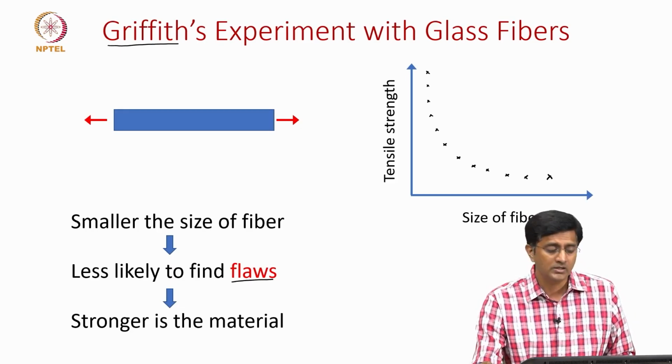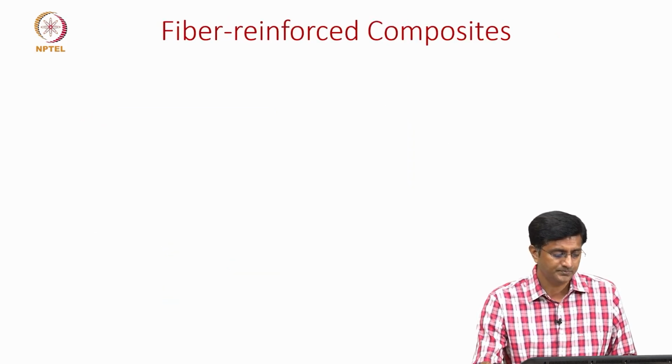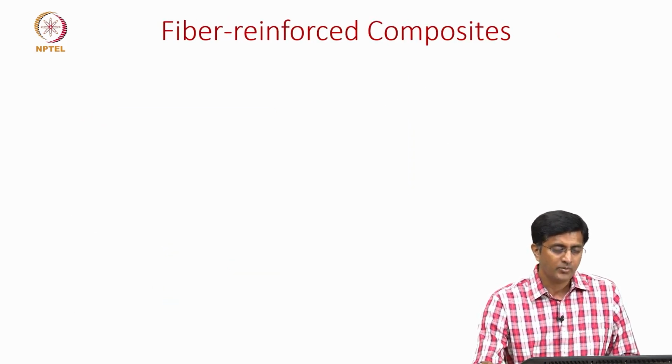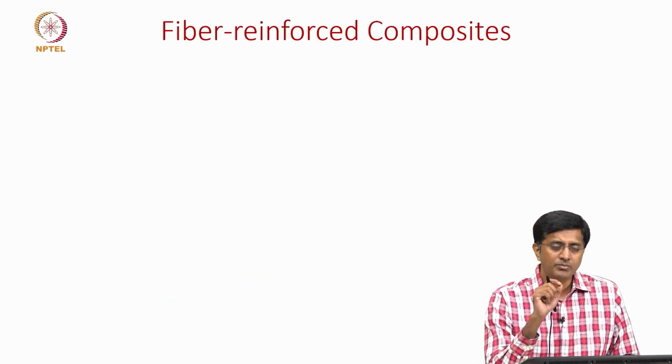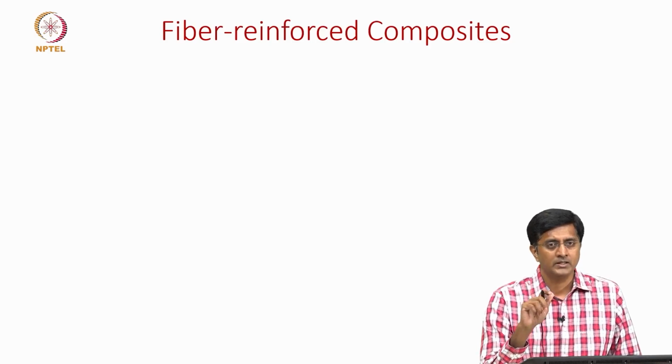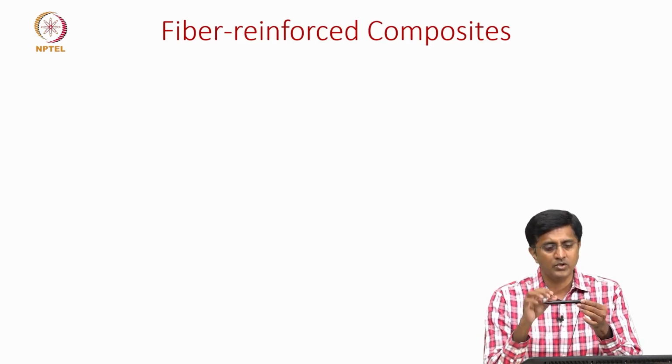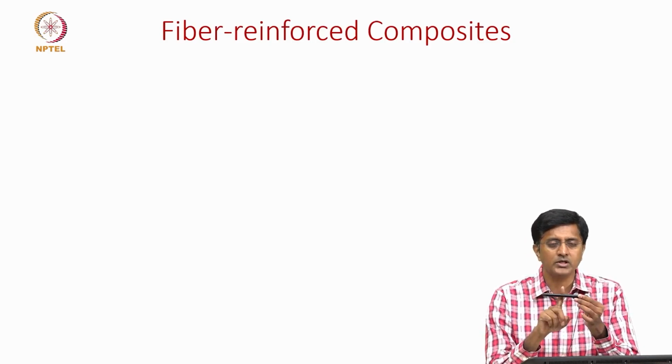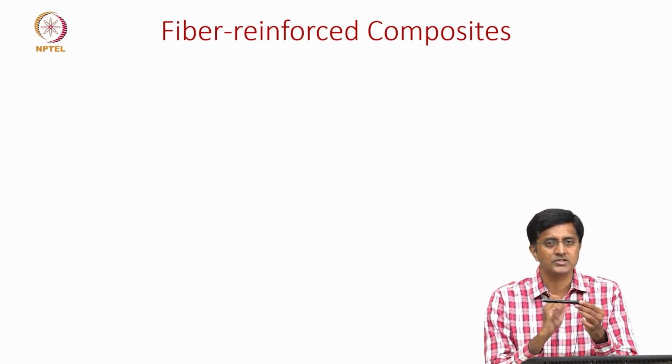So, now that we have seen that fibers are strong and stiff, we will see how a fiber reinforced composite is made. You cannot simply have the fibers, because we have already seen the fibers are good along the length, but what about the perpendicular or transverse direction?